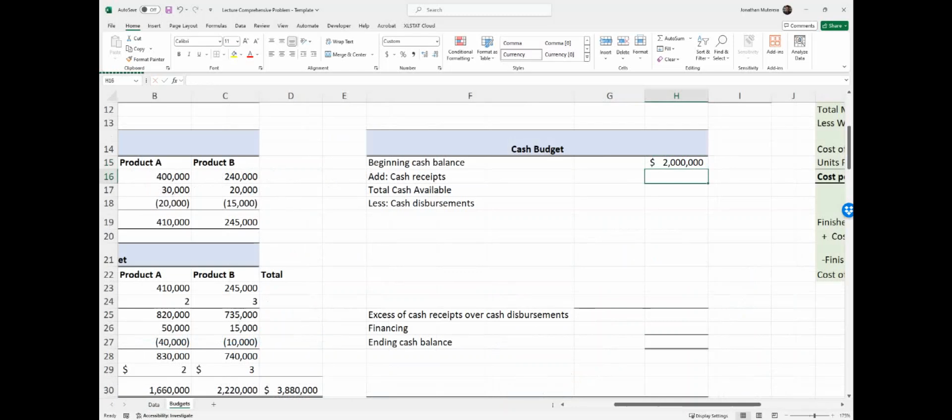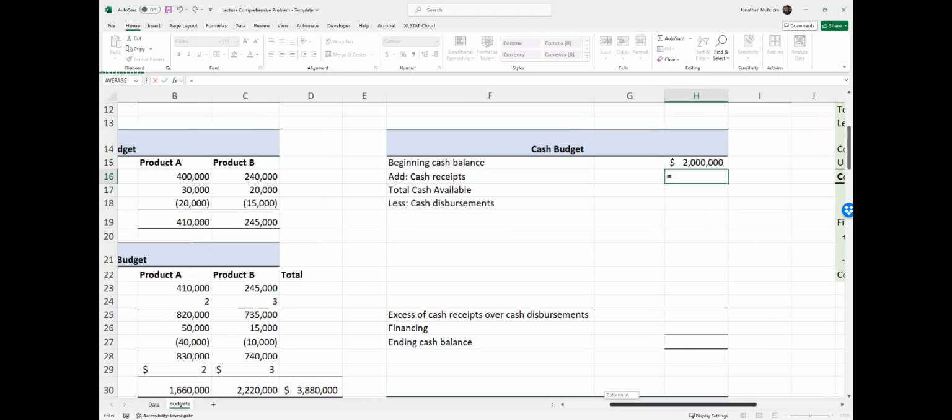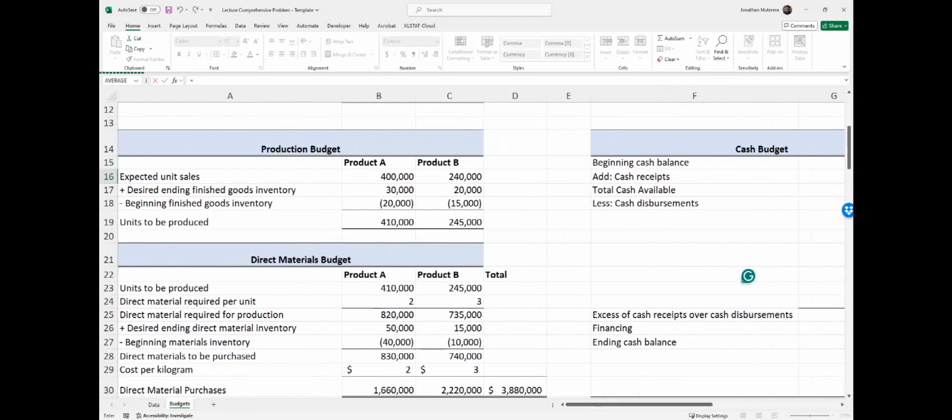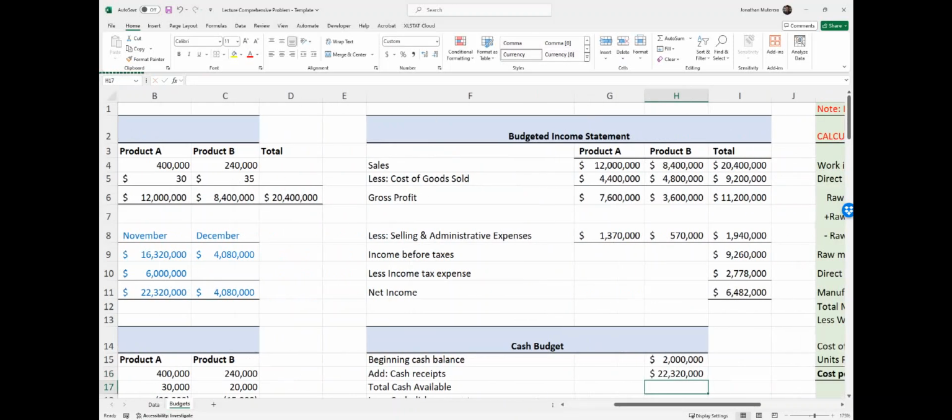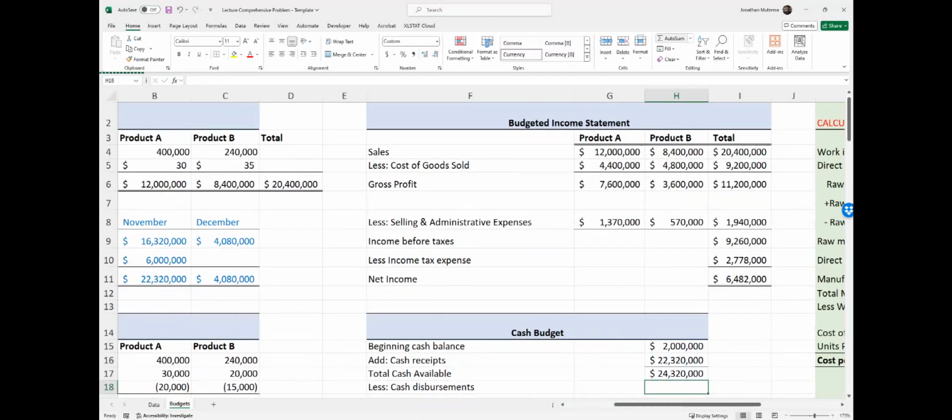We'll add our cash receipts. Our cash receipts in this case came from a single source, which is your sales. When we prepared our sales budget, we also prepared our schedule of cash collections, and we said in November the cash that will be collected was 22,320,000, and so that will give you the cash available of 24 million that this company has.